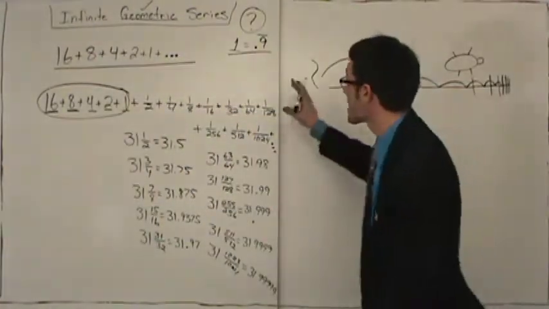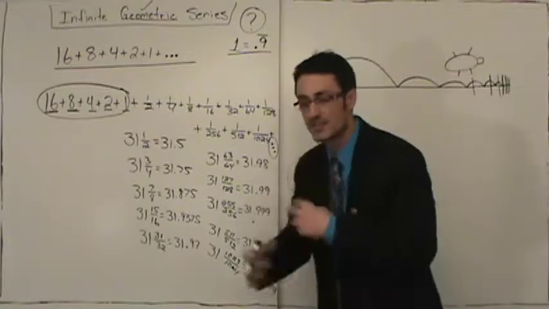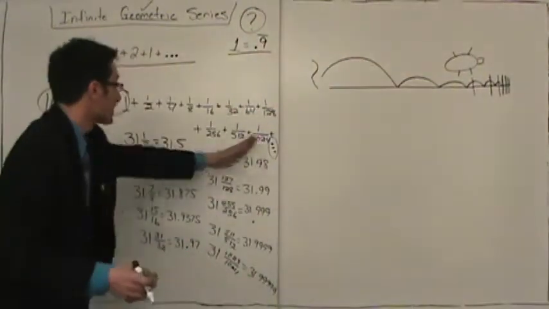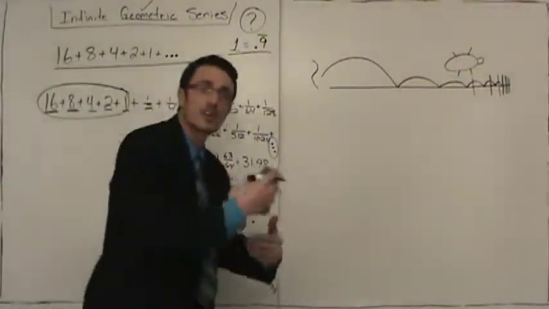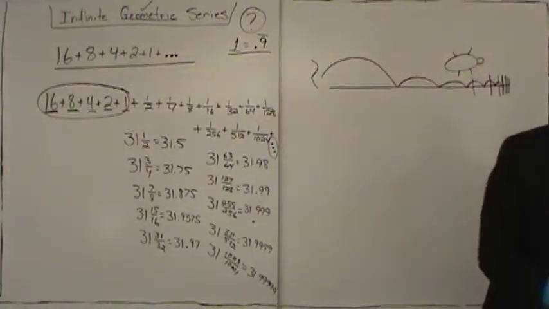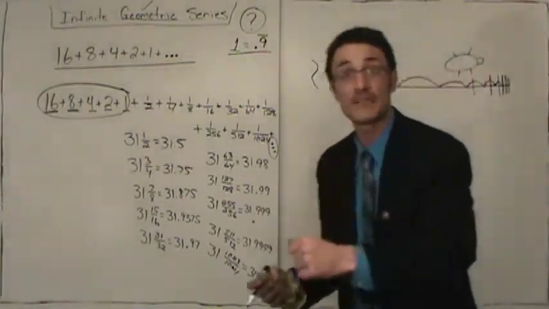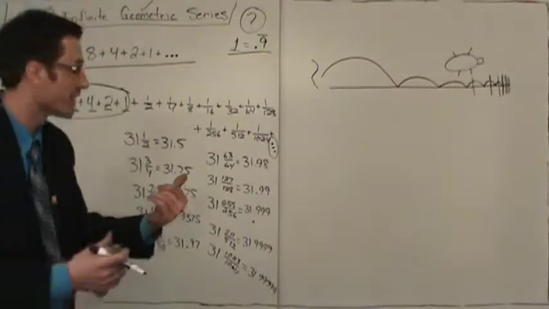Are we ever going to stop adding? The plus dot dot dot. Are we ever going to stop adding? No. We're never going to stop adding. So are we forever going to get close to 32? Yes, we're going to forever get close to 32. Will we ever get there? That's the question. Will we ever get there?